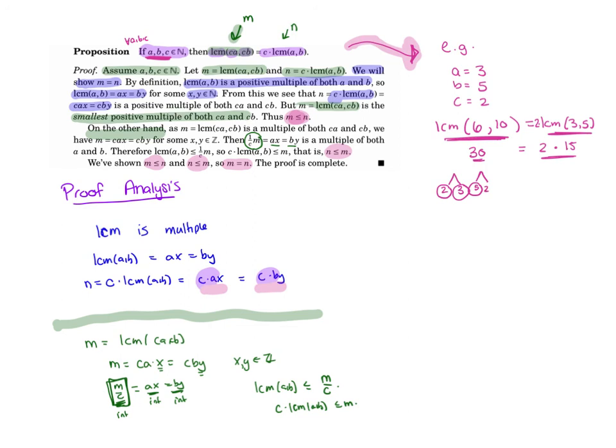I first show that one has to be less than or equal to the second, and then the second also has to be less than or equal to the first, and the only way they can both be true is if they're equal. So I encourage you to take some time, reread through this proof, and see if you can make some sense of exactly what they're doing.